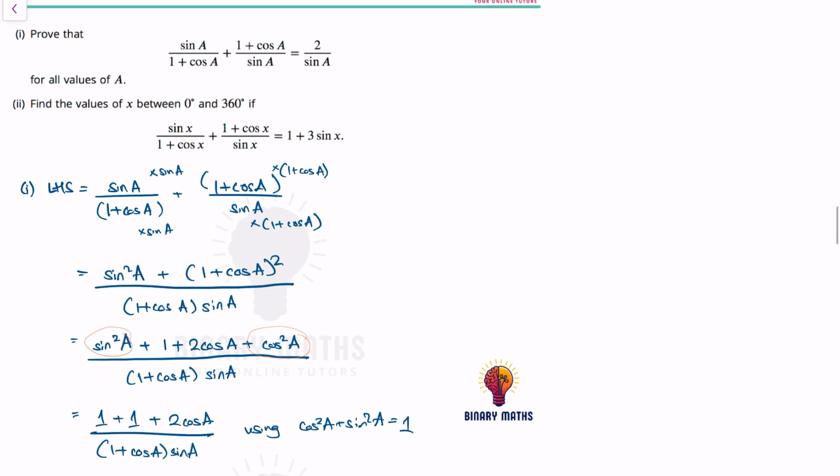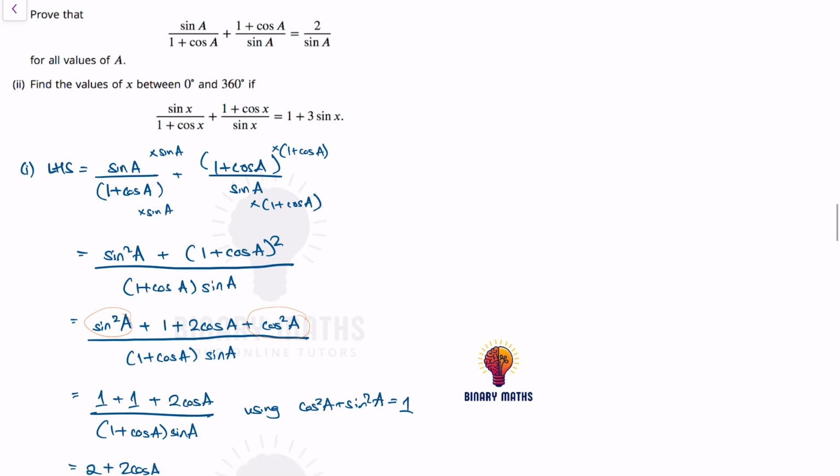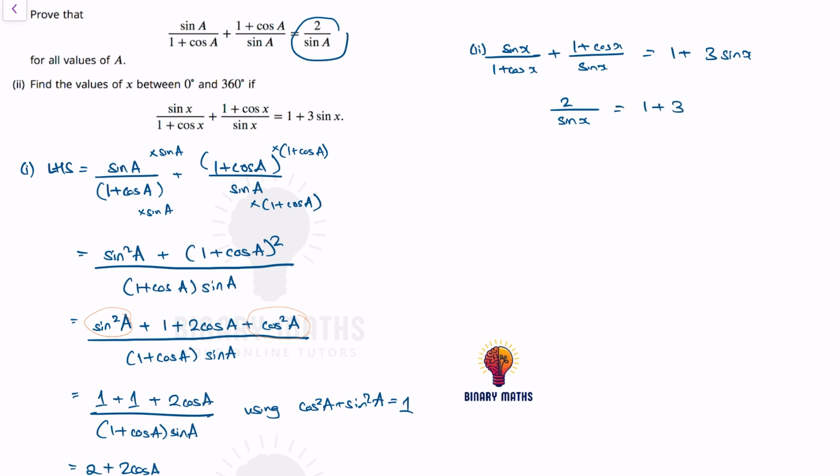Find the values of x between 0 and 360 if sine x over 1 plus cos x plus 1 plus cos x over sine x is equal to 1 plus 3 sine x. Now, using the previous answer, we know that the left-hand side is 2 over sine x, because we've just proven that it's equivalent. Which is a much simpler equation to solve.